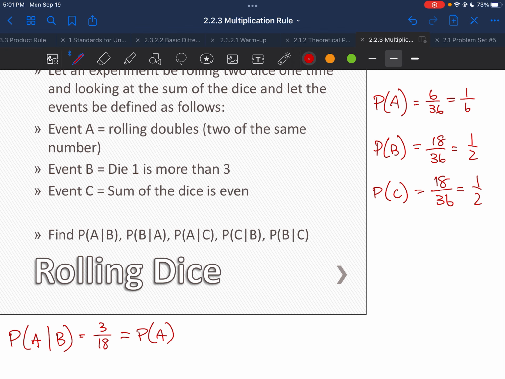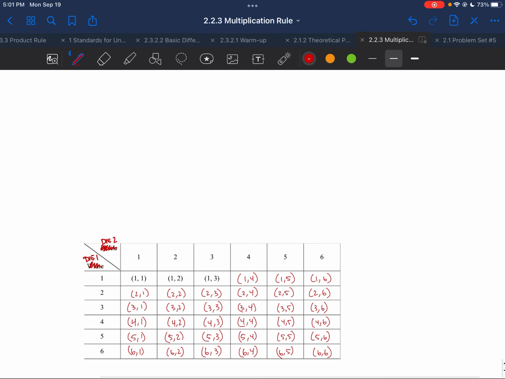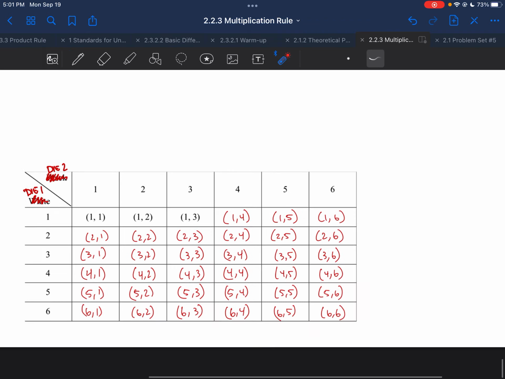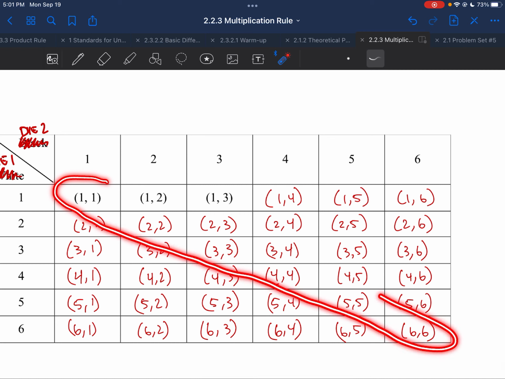So now let's find the probability of B given A. Knowing that I've rolled doubles, what is the probability that die 1 is more than 3? Okay, so now my sample space, again, is reduced. I know that I've rolled doubles, so that's this main diagonal right here.